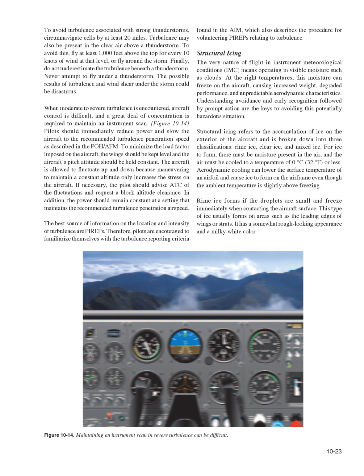For ice to form, there must be moisture present in the air, and the air must be cooled to a temperature of 0 degrees Celsius (32 degrees Fahrenheit) or less. Aerodynamic cooling can lower the surface temperature of an airfoil and cause ice to form on the airframe even though the ambient temperature is slightly above freezing. Rime ice forms if the droplets are small and freeze immediately when contacting the aircraft surface. This type of ice usually forms on areas such as the leading edges of wings or struts. It has a somewhat rough-looking appearance and a milky white color. Figure 10-14. Maintaining an instrument scan in severe turbulence can be difficult.